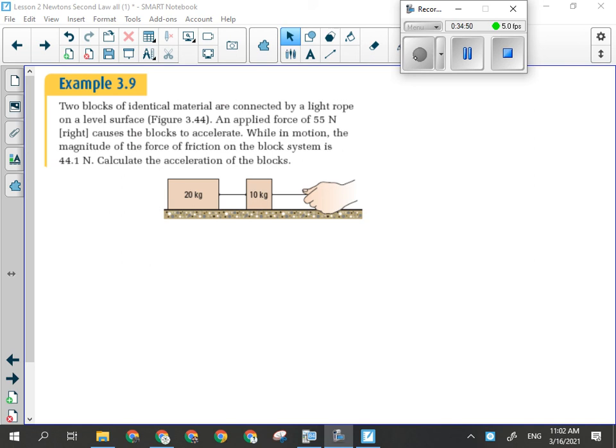Okay, so here's what we know. There's a force here of 55 newtons. There's a force of friction acting on the block system of 44.1 newtons. What should I do to this diagram right now before I do anything else? Those masses, are they moving together? How much mass is the hand pulling?